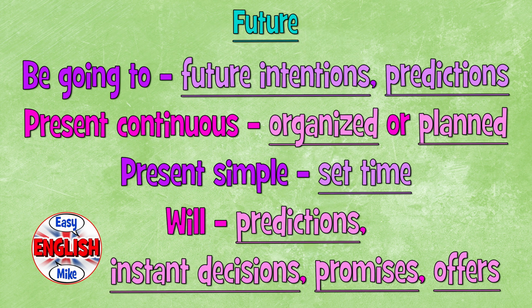Now let's sum it all up. We use be going to for future intentions and for predictions. We use the present continuous if we have organized or planned something, we use the present simple when there is a future time. And we use will for predictions, if we decide something while we are speaking, promises and offers.